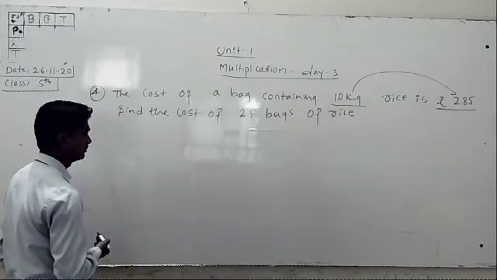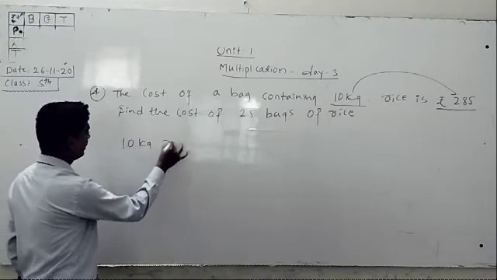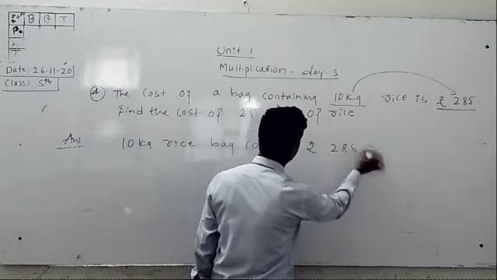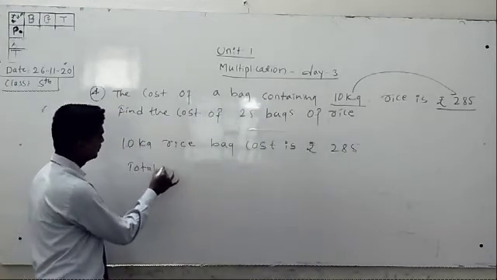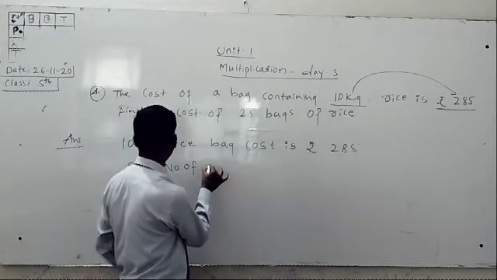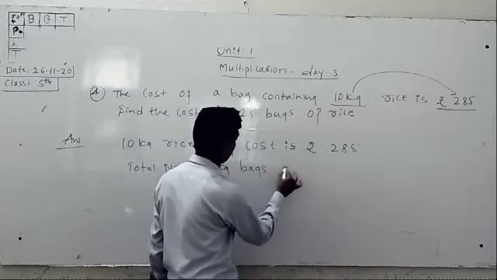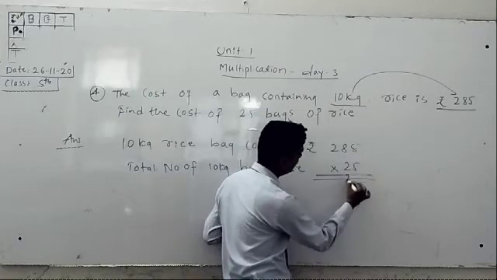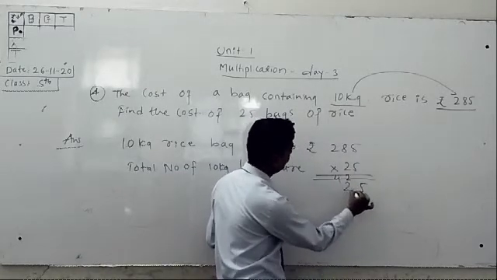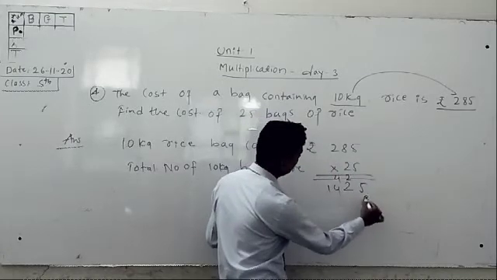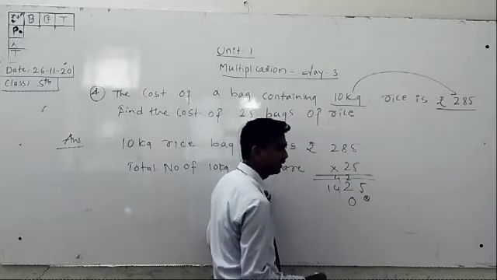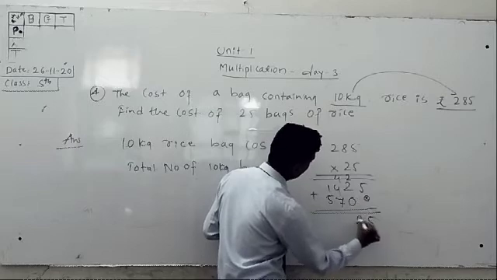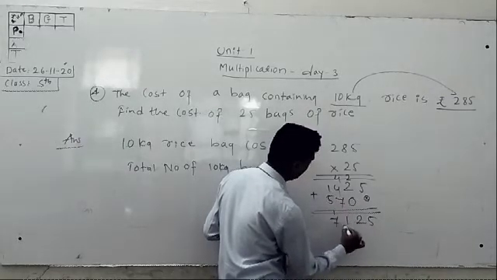Okay. 10 kg rice bag cost is ₹285. Then total number of bags 25. 5 8s are 40, 40 plus 2 is 42, 4 2s are 10 plus 4 is 14, then leave one place. 5 2s are 10, 1 carry, 8 2s are 16 plus 1 is 17, 1 carry, 2 2s are 4 plus 1 is 5. Then add, it is 7125.